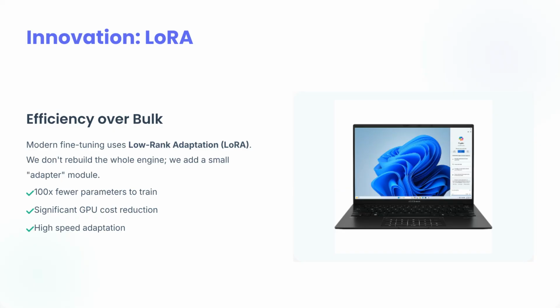LoRA, or low-rank adaptation, is an innovation that prioritizes efficiency. Instead of rebuilding the entire model, we add a small adapter module. This leads to 100 times fewer parameters to train, reducing GPU costs significantly.